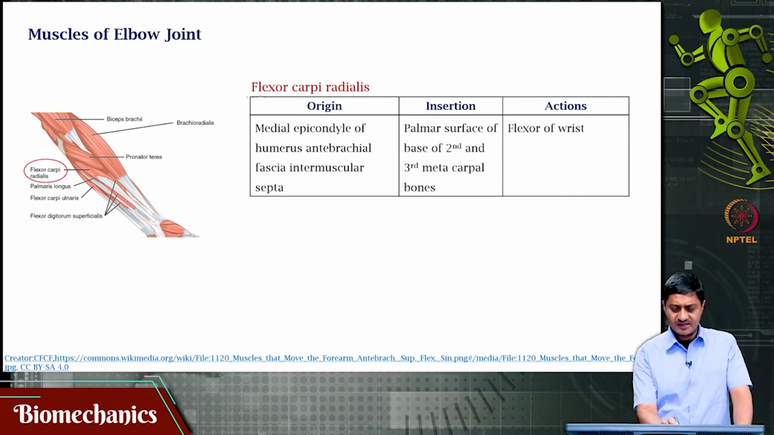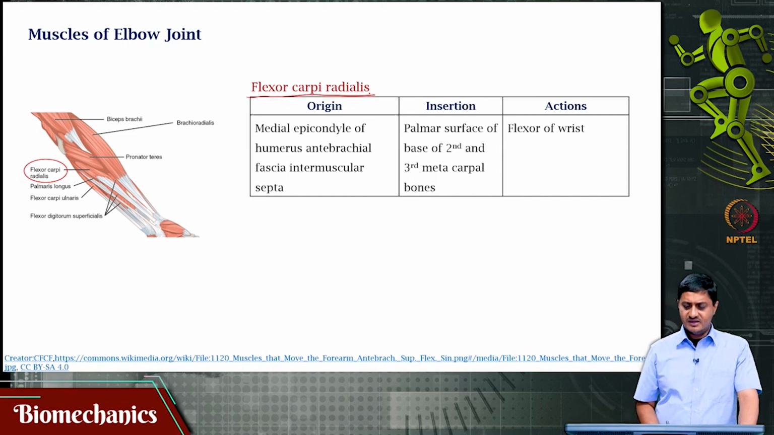One is the flexor carpi radialis muscle. This is responsible for flexion of the wrist, for that action, right. Its origin is the medial epicondyle of the humerus, antebrachial fascia and intermuscular septa. Okay.